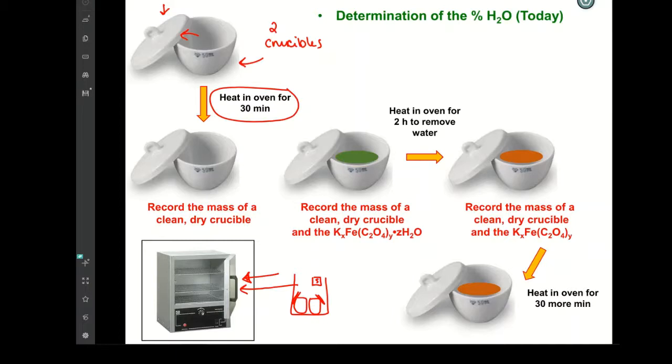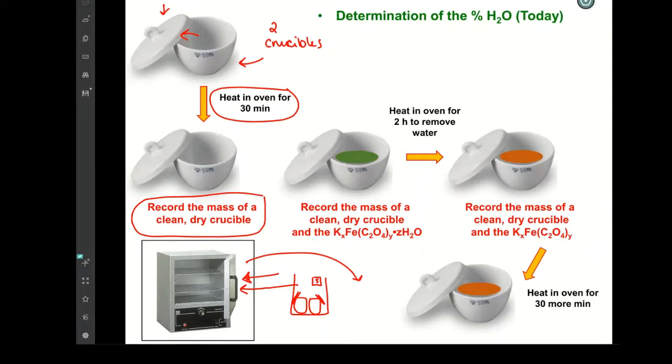And then once 30 minutes are over, we're going to take them out of the oven. We're going to set them down on the bench, and we're going to let them cool to room temperature. And then we're going to record the mass of the clean, dry crucibles. Okay, you never want to take the mass of something that's still hot. It's not going to be an accurate reading.